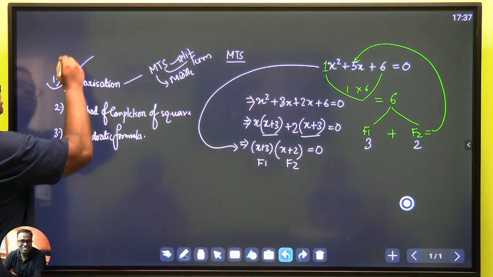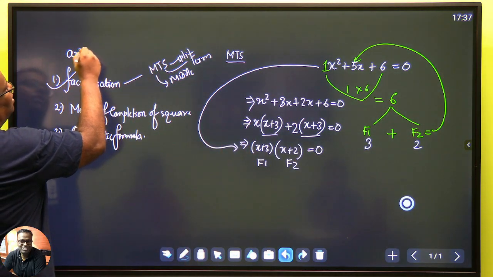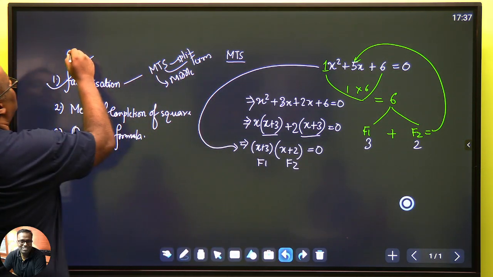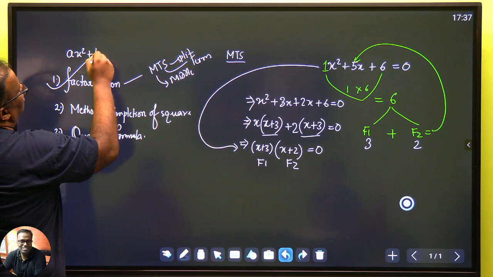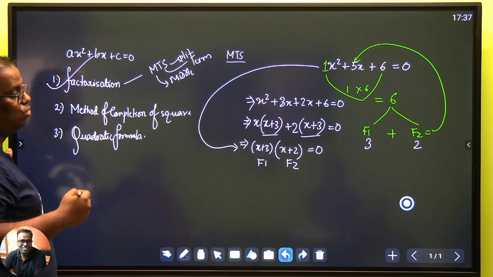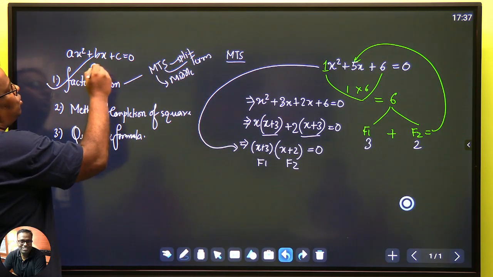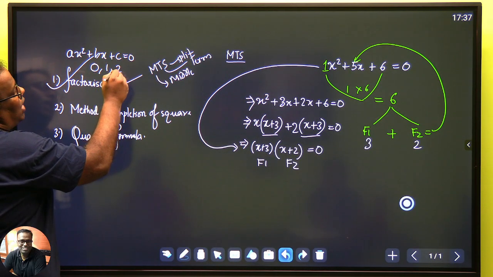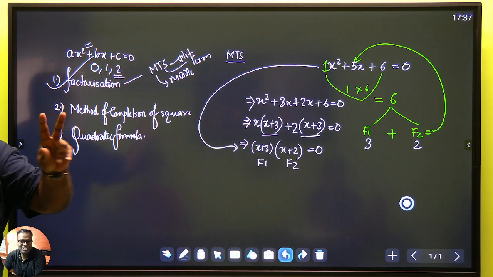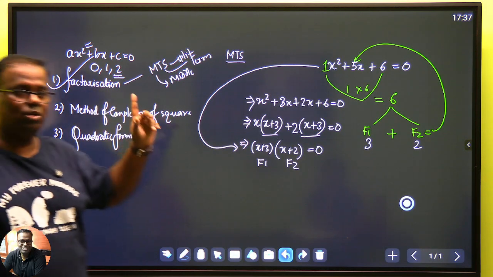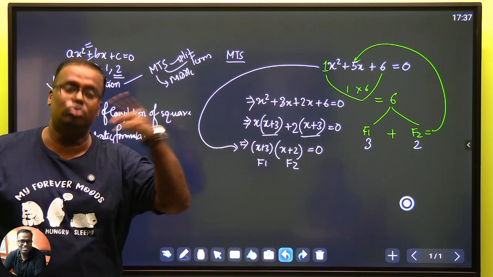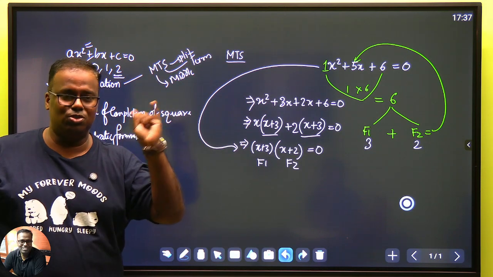What is the standard form? The standard form is ax square plus bx plus c is equal to 0. Here we will get how many roots? Roots means solution. You can have 0, you can have 1, or you can have 2. At most 2. The degree is the number of solutions. These things you should write. A quadratic equation can have how many solutions? 0 means no solution. You write this.